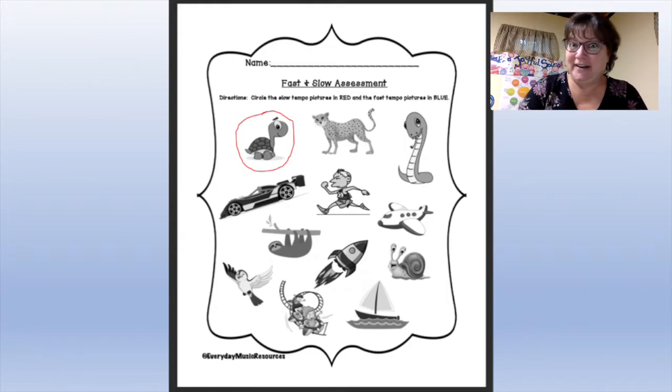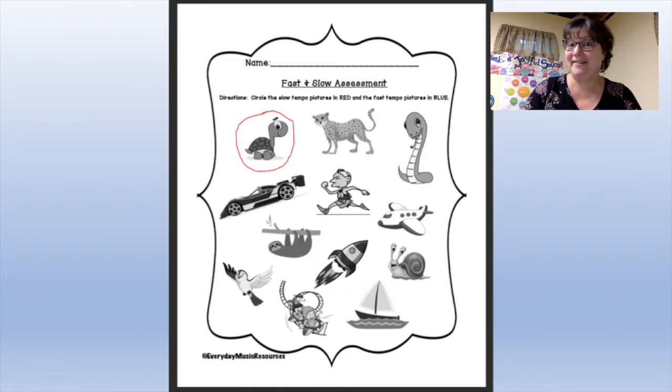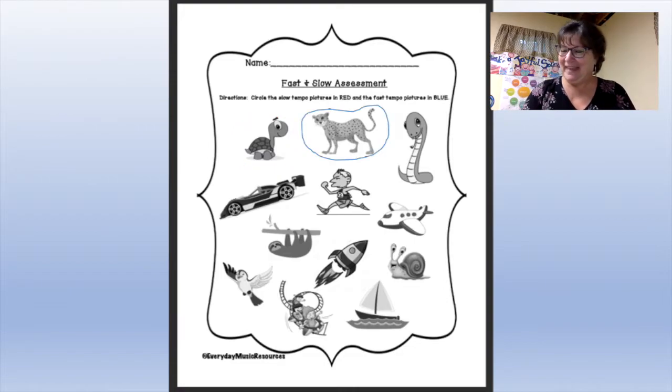The next picture is of a cheetah. I don't know if you've ever read about cheetahs, but I've heard that they're pretty what? They're pretty fast. So I'm going to circle that cheetah in blue. Good job. The next picture is a snake. Now, they do slither around, and their tongues do move pretty fast, but I would say, in general, I don't think of a snake as moving at a very fast tempo. So if you said slow, you're right.